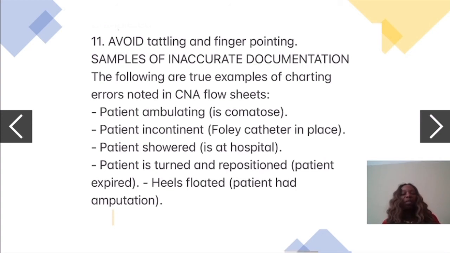Charting that the patient's heels were floated when the patient actually has bilateral amputations. They don't have any legs. So these are examples of errors that you can make when you are charting. So be careful when you're charting in the medical record because it is a legal document.